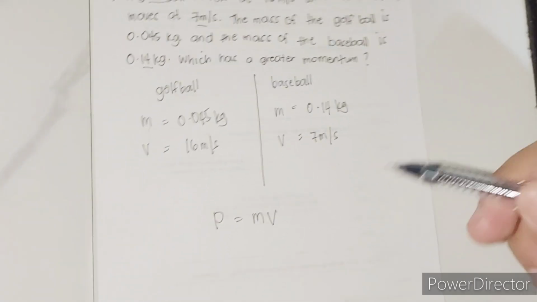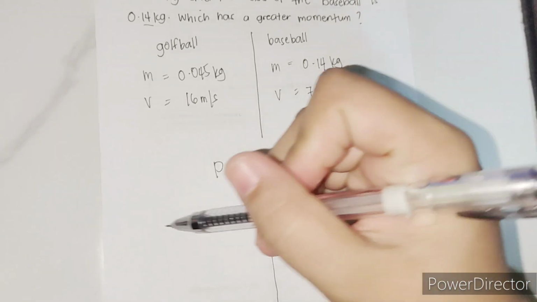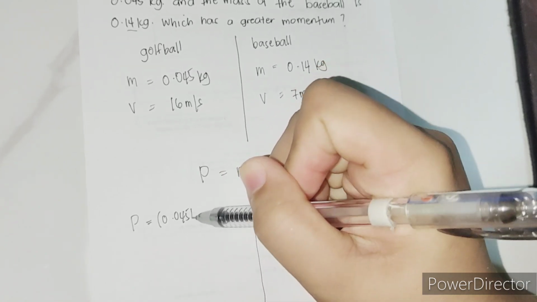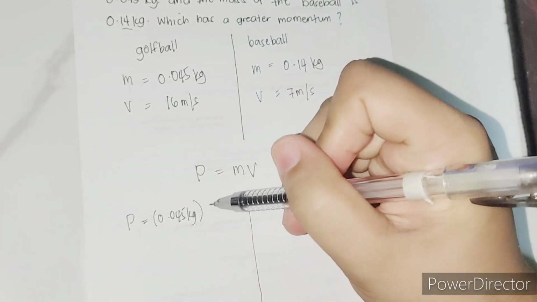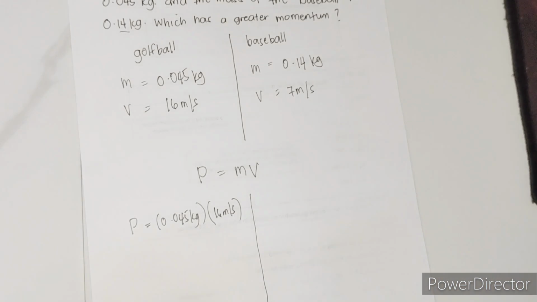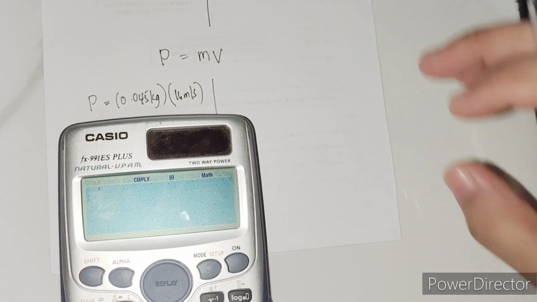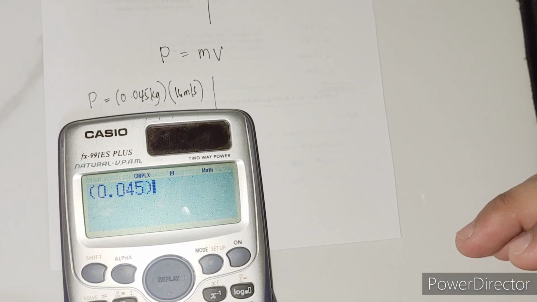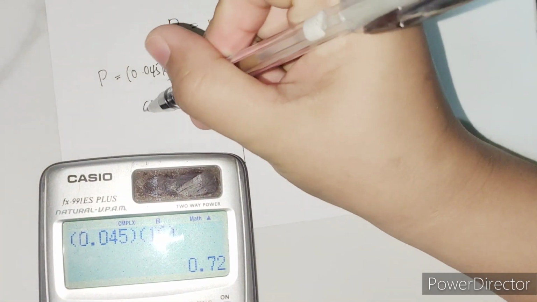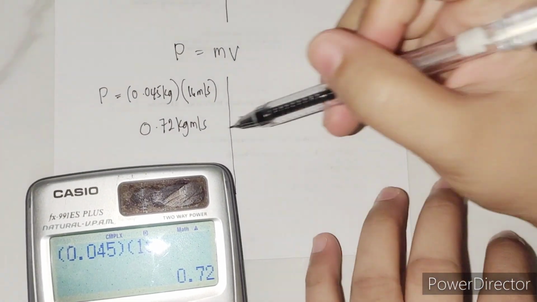Let's solve using substitution. So, isa-substitute lang natin siya. P is equal to mass times velocity. P is equal to, ang mass natin ay 0.045 kilogram times 16 meter per second. Using our calculator, substitute lang natin kung paano ang pagkakasulat, ganun din po ang pagkaka-input. So, we have 0.045 times 16. Okay. So, our answer is 0.72 kilogram meter per second. Malinaw po tayo dito?